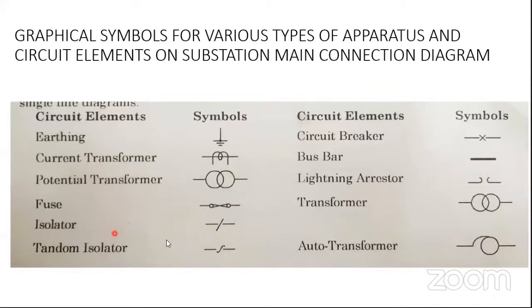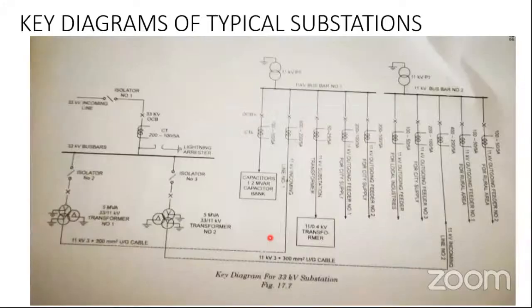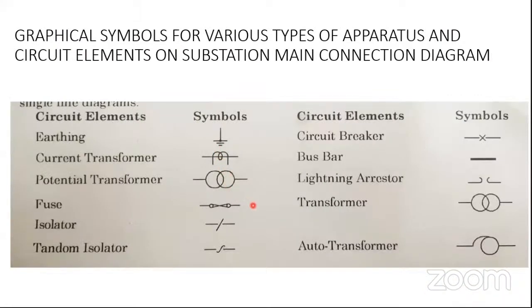So, with the knowledge of all these symbols, we try to understand it. This is the layout of a 33 kV substation. Let us try to identify components based on the symbols we use. Earthing, CT, PT, fuse, isolator, tandem isolator, circuit breaker, bus bar, lightning arrestor, transformer, auto transformer.